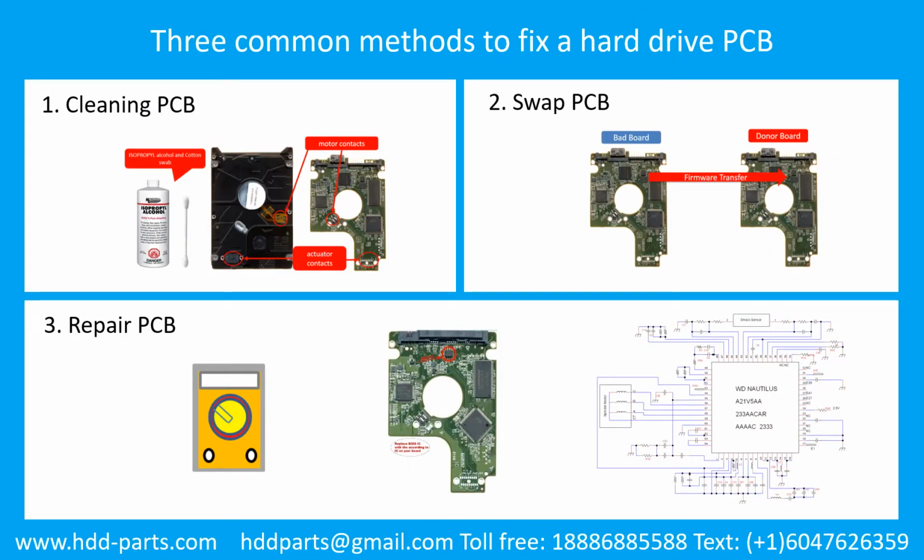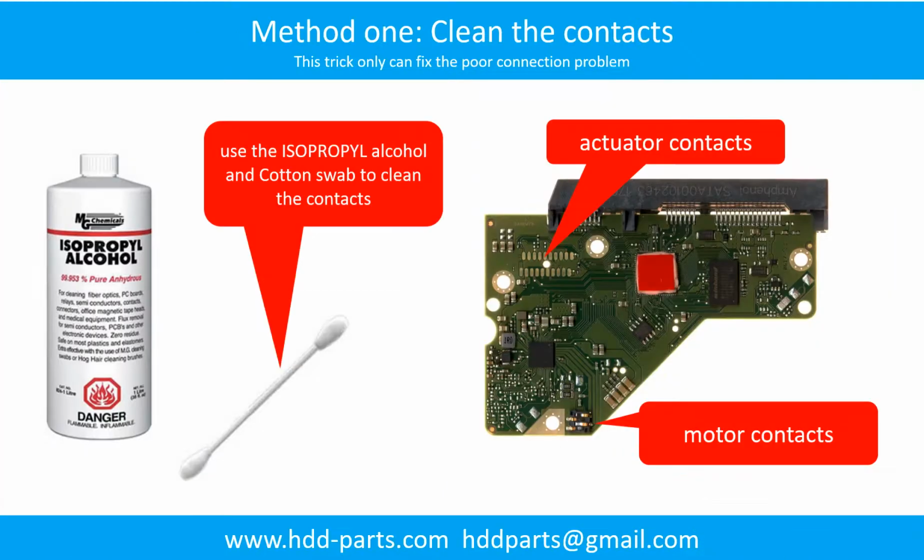There are three common methods to fix a hard drive PCB board. Method 1. Clean the contacts. Cleaning the contacts on the PCB board and also on the hard drive can fix the problem caused by the poor connection between the PCB board and the hard drive.